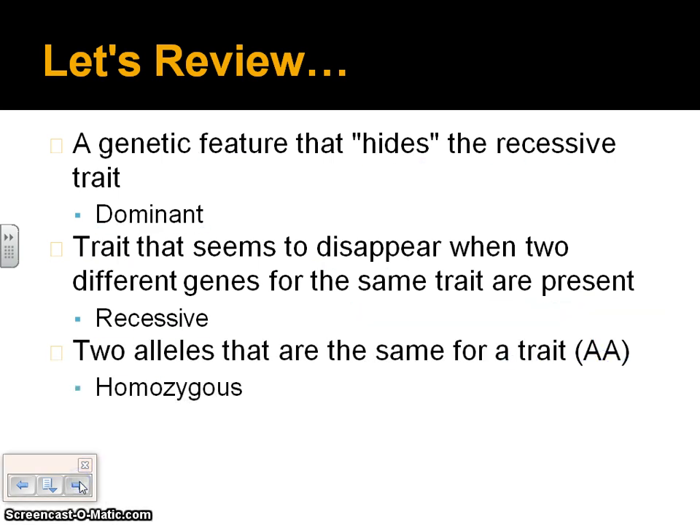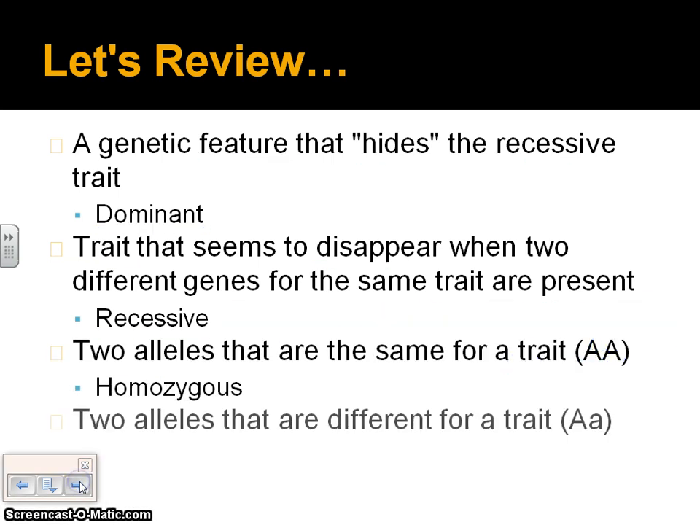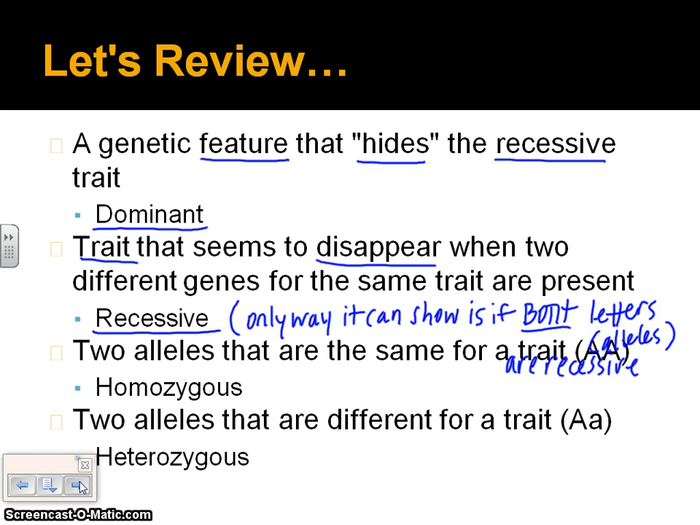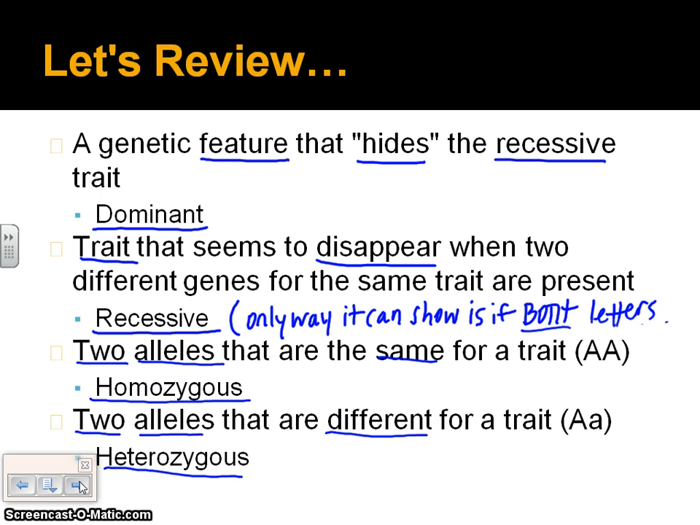Two alleles that are same for a trait is called homozygous, and two alleles that are different for a trait is called heterozygous. Okay? So two alleles. What's another word for alleles that I keep on saying? Letters, right? Two letters that are the same is homozygous. Can everybody say homozygous? Homozygous. Two alleles or letters that are different, right? There's uppercase, lowercase. That means heterozygous.